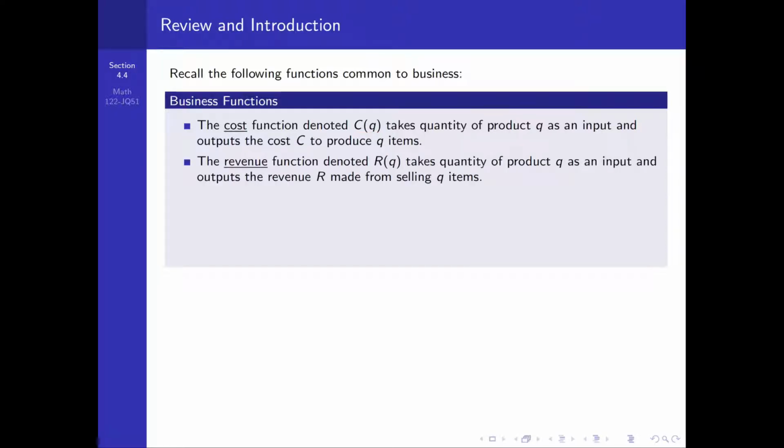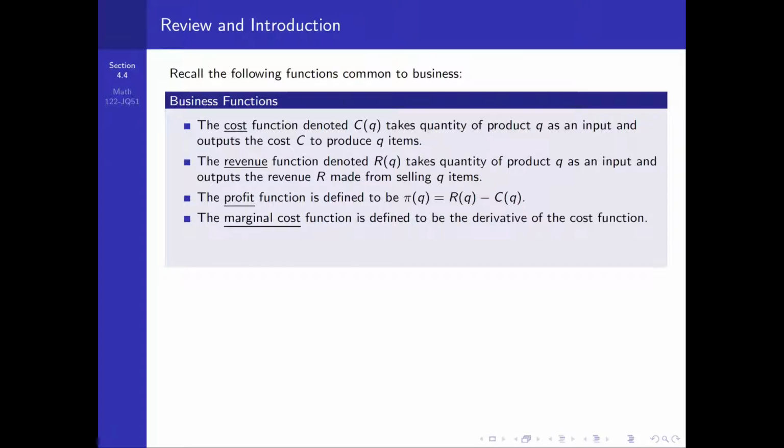The revenue function, denoted R of Q, again takes the quantity of a product that you're producing as an input, and this time it outputs the revenue that the company is making from selling that many items, so Q items. And the profit function is defined to be the difference between the revenue function defined above and the cost function defined above. The marginal cost function is defined to be the derivative of the cost function that we just defined, and the marginal revenue function is defined to be the derivative of the revenue function.